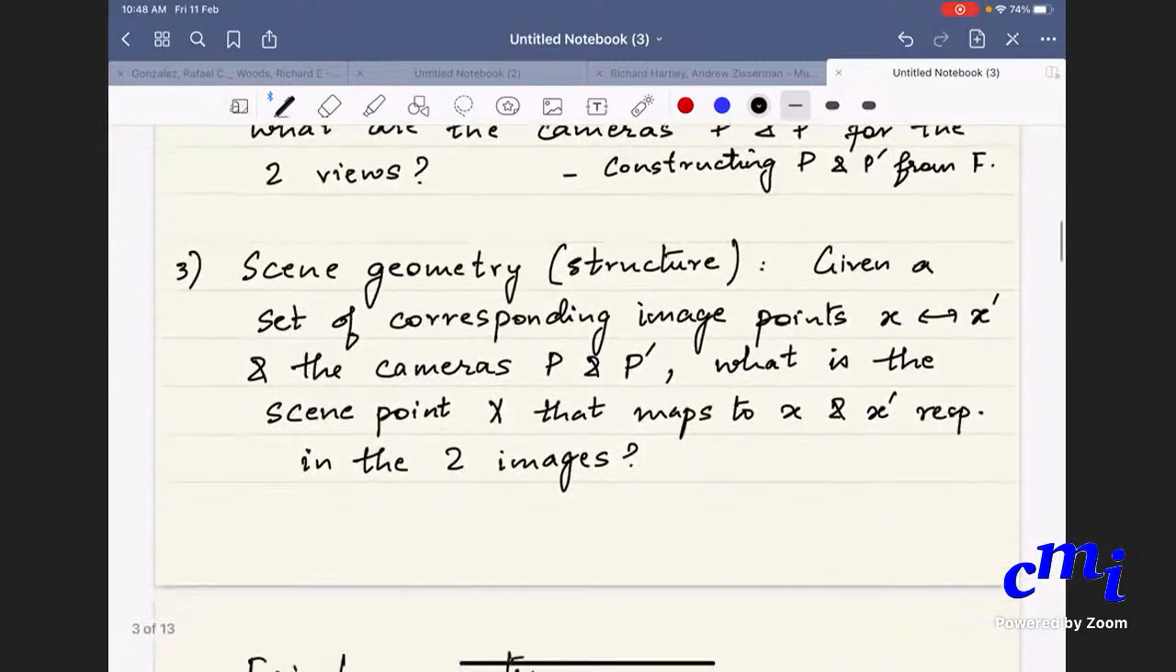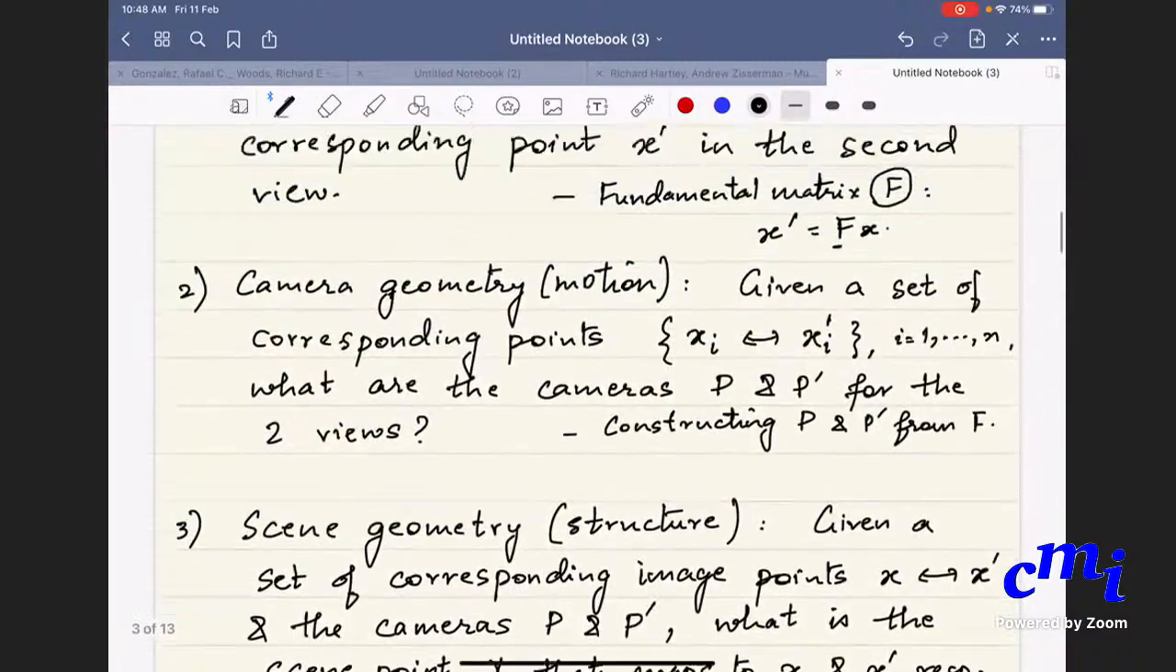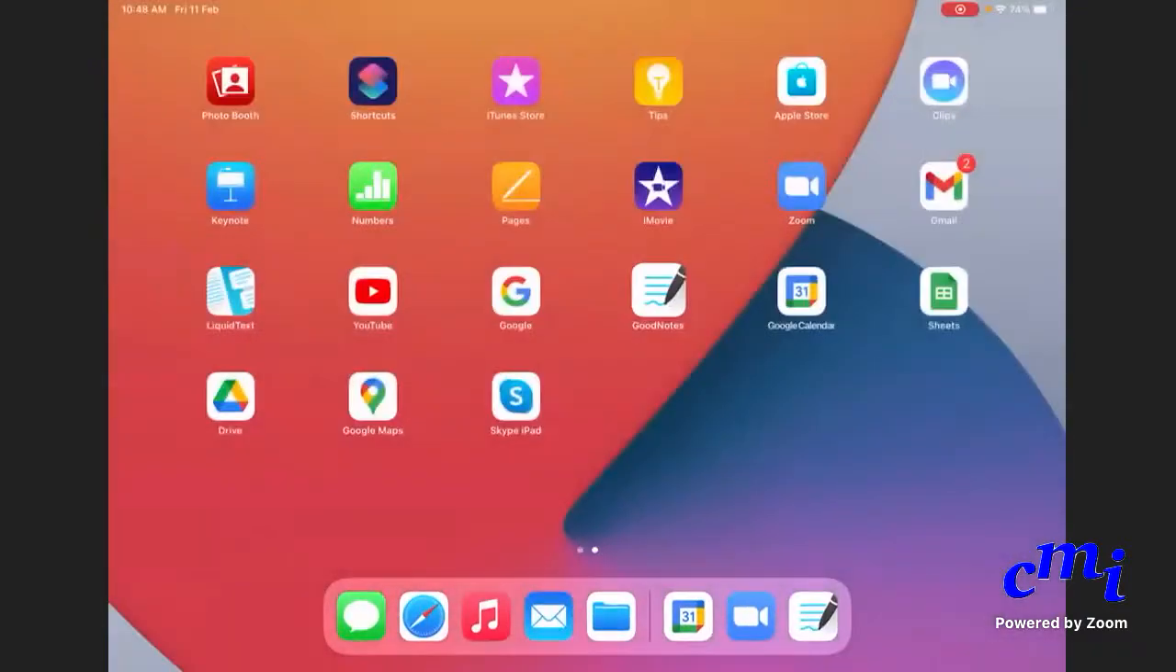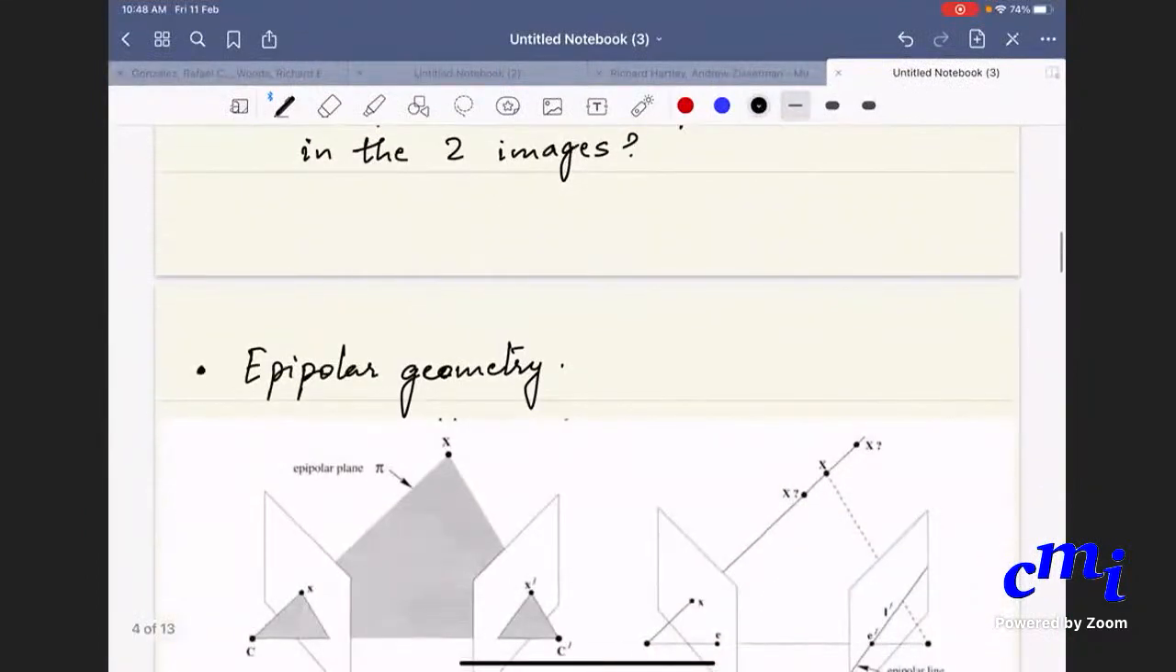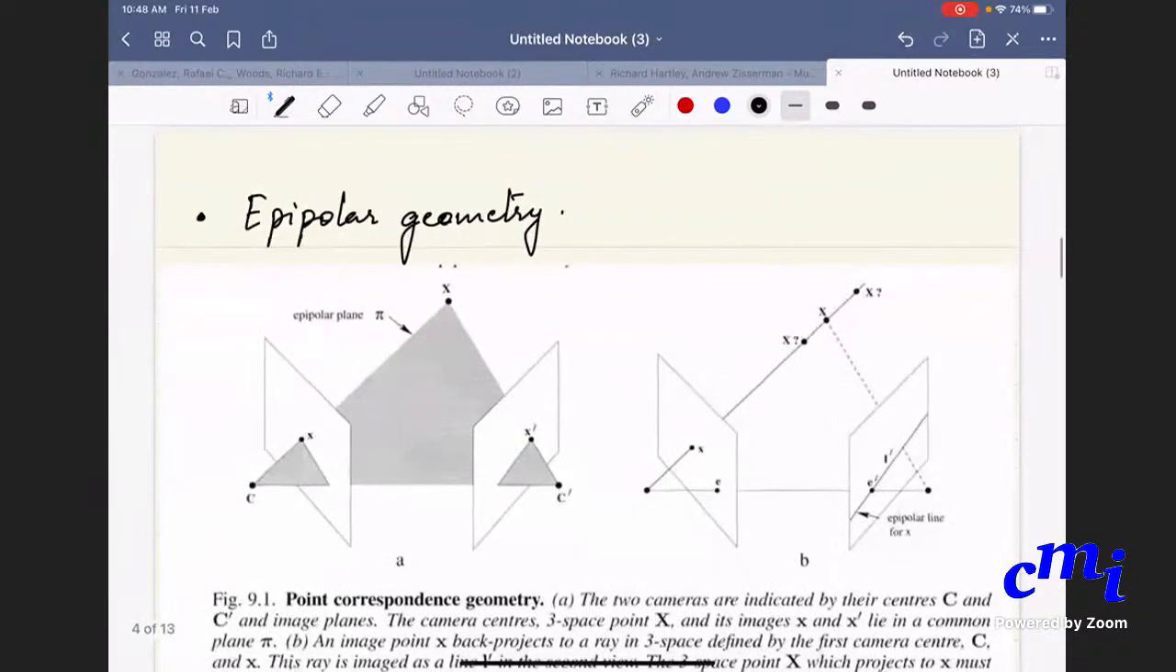Okay, so if there's nothing, then as I said, we want to address the first question right now. The study of this two-view geometry is called epipolar geometry. The elements in here are called epipoles, epipolar lines, epipolar points and so on. So epipolar geometry. The situation is as follows.